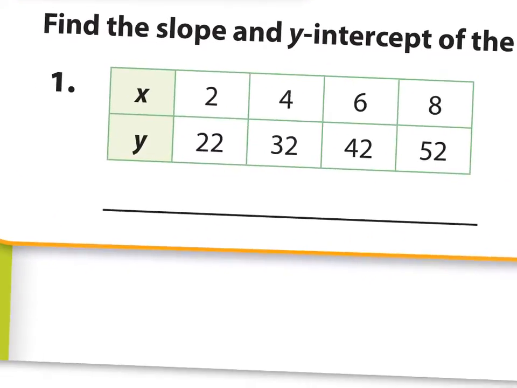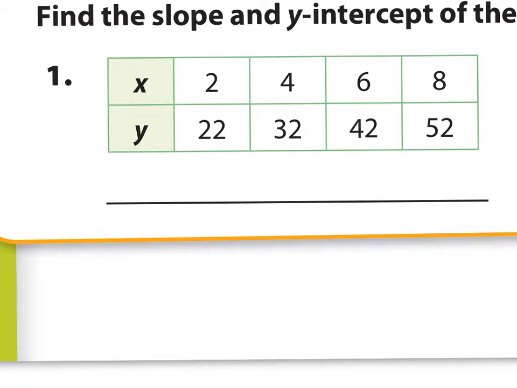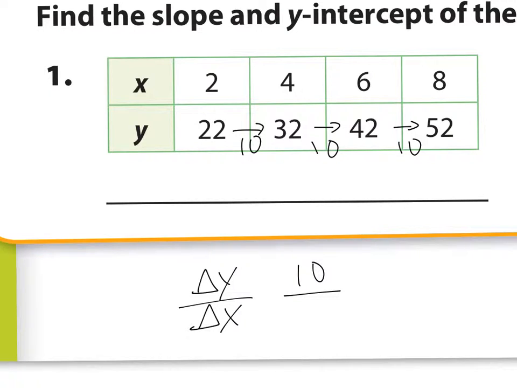All right. Now here's another table. Again, you could use your calculator. That's fine. You'll get the same thing that we're about to get. But change in y over change in x. Here's my y. How much is it changing every time? 10, 10, 10. So change in y is 10. How much is my x changing every time? 2. 10 over 2 equals 5. That just means 10 divided by 2.